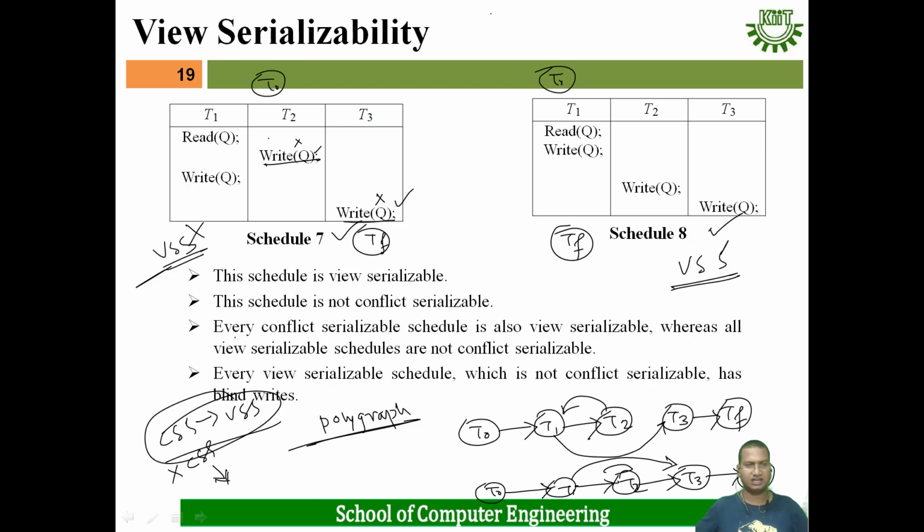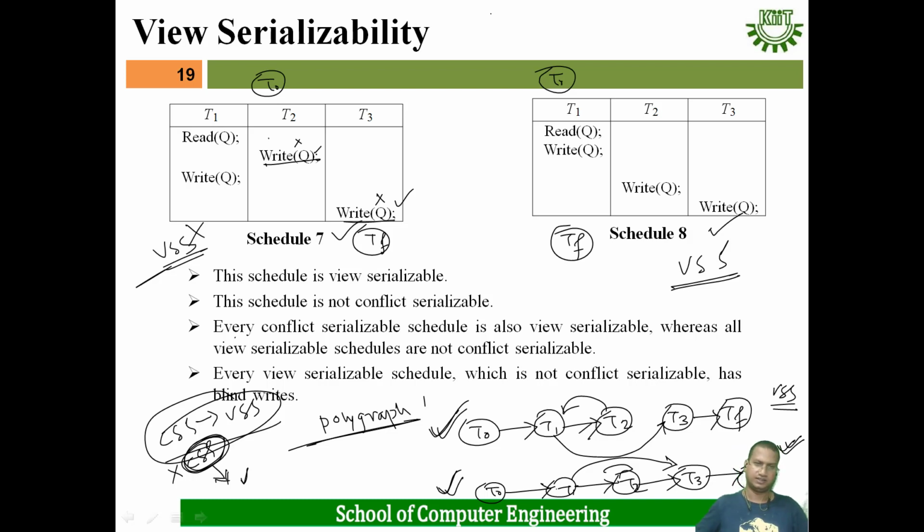Okay, if a schedule is not conflict serializable, and at least one blind write is present, here two blind writes are present, then check for polygraph. If in this polygraph a cycle is present, then this is not a view serializable schedule. If in this polygraph a cycle is not present, this is a view serializable schedule.